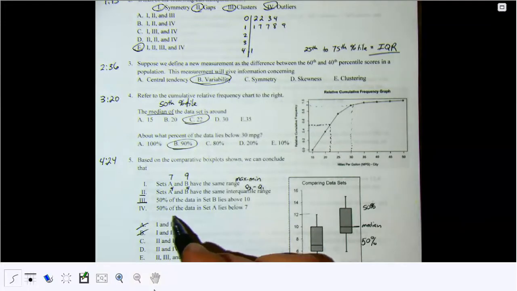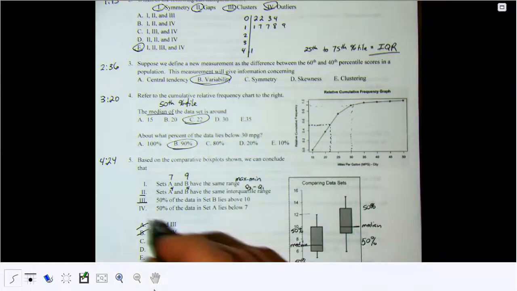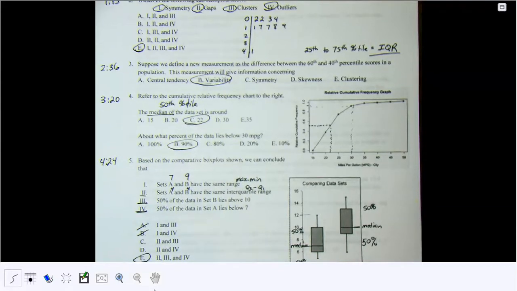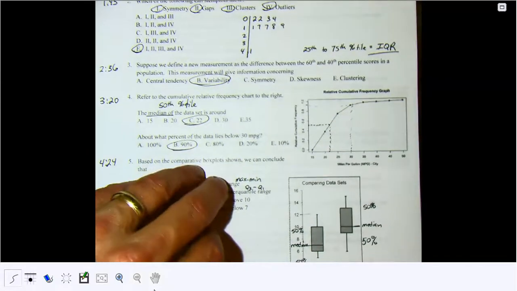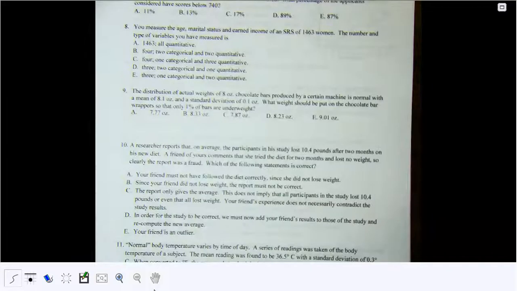And lastly, 50% of the data in set A lies below 7. And again, 7 fell on that median. So that means we have 50% above it and 50% below it, and we're going to roll with that as a true statement as well. So that means E here is going to be the best answer, because statements 2, 3, and 4 are correct.